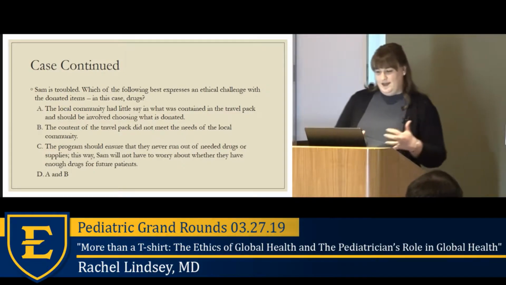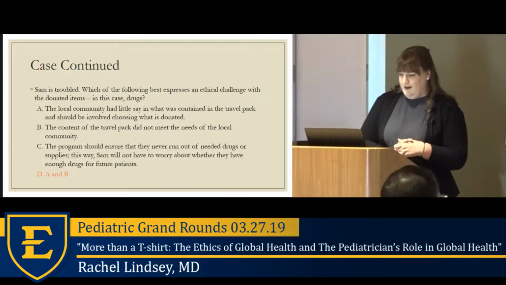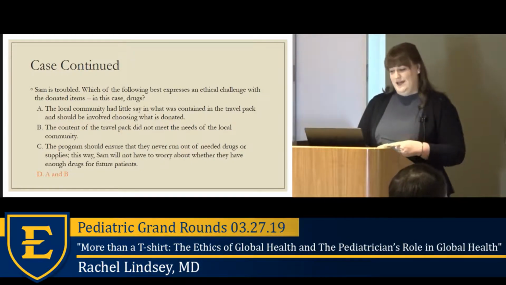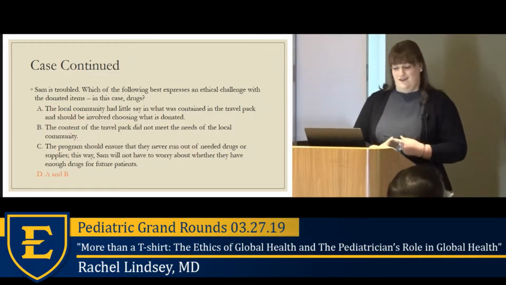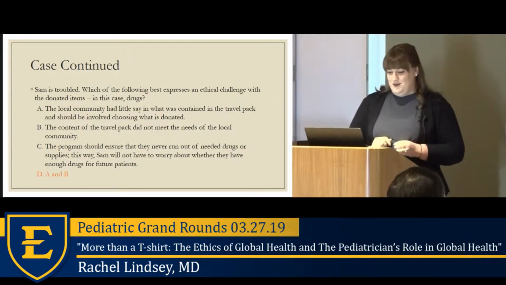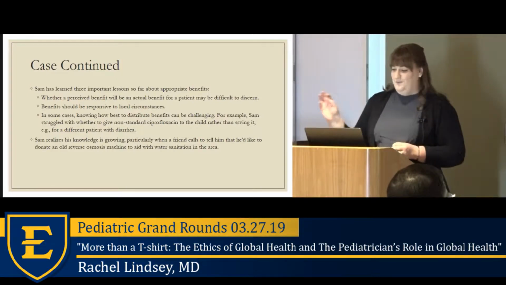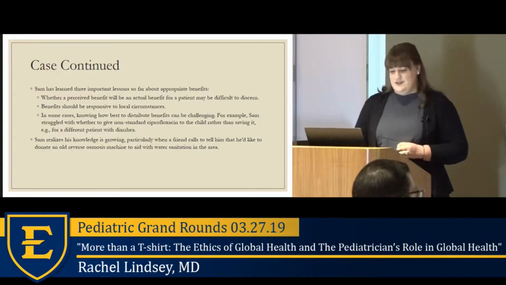And just finishing up the case, Sam has learned 3 important lessons so far about the appropriate benefits. 1, whether a perceived benefit will be an actual benefit for the patient. It might be difficult to discern that. So we don't know with this kiddo. Is the Cipro going to help this kid or hurt this kid? Number 2, benefits should be responsive to local circumstances. And 3, in some cases, knowing how best to distribute benefits can be challenging, just like we have seen.